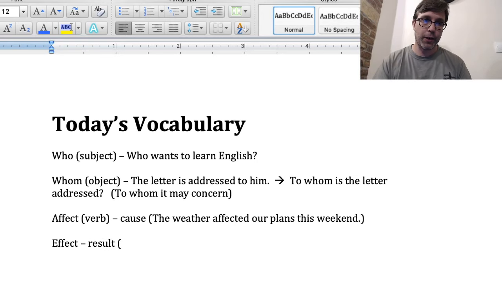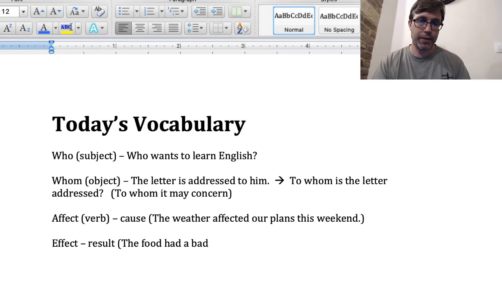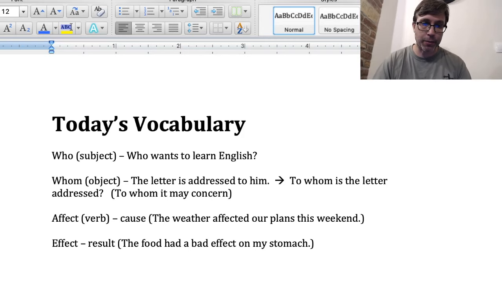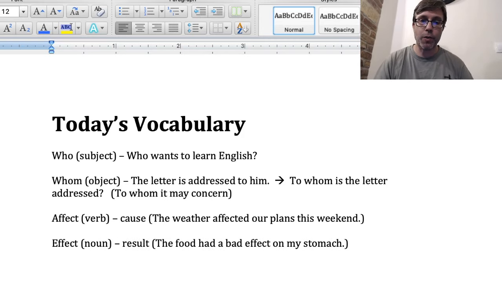All right, so I could say, if something would cause, maybe it had a bad effect. Maybe I could say the food had a bad effect on my stomach. Okay? That the result was bad, and effect, again, I think the real difference is this is a noun. So affect with an A is a verb, effect with an E is the noun.